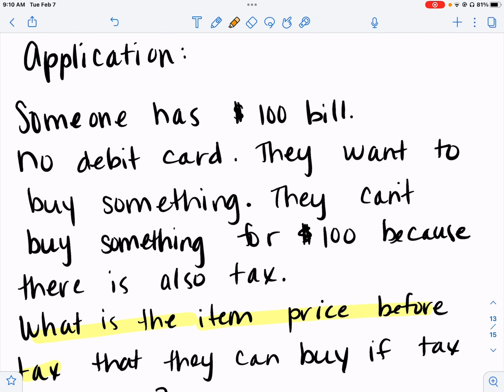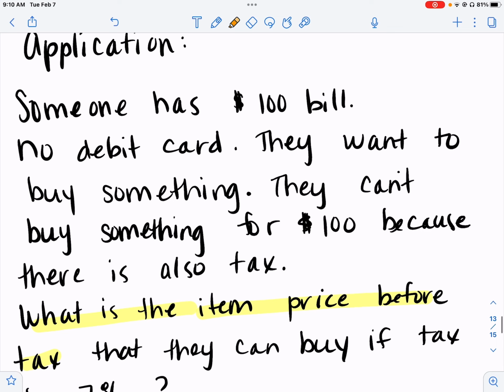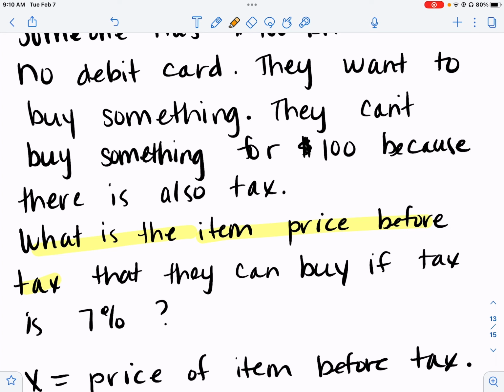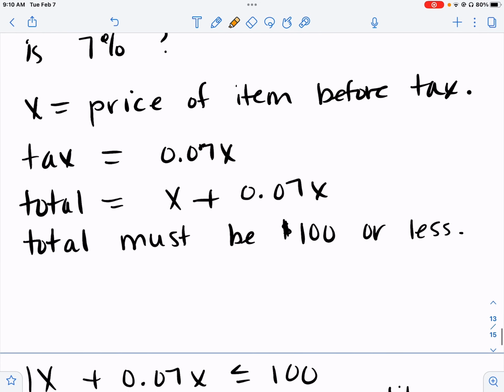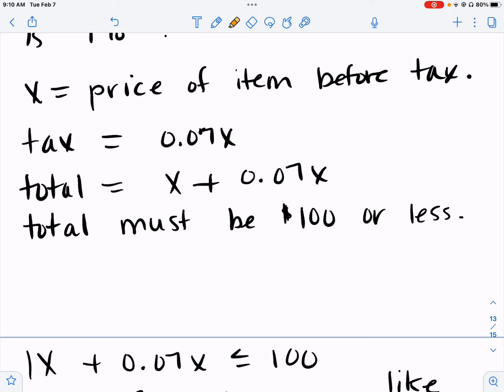Okay, what's an application? Someone has a $100 bill, no debit card, nothing else, just $100 cash. They want to buy something. They can't buy something for $100 because there's also tax. What is the item price before tax that they can buy if tax is 7%? Okay, so what is the item price tells us X is the item price. Tax is 0.07x because 7% times the price is 0.07.